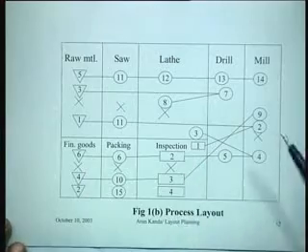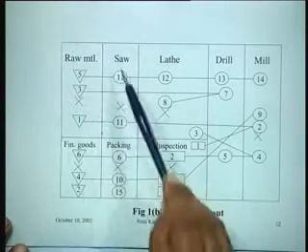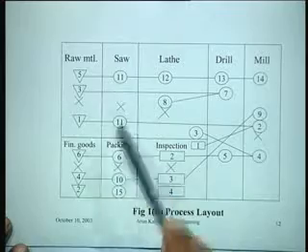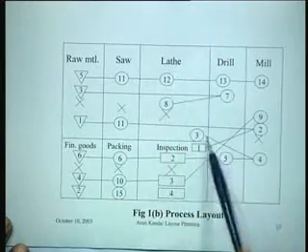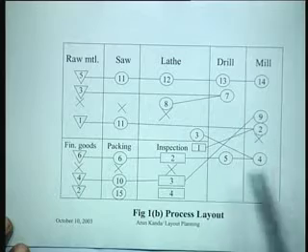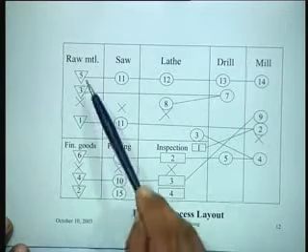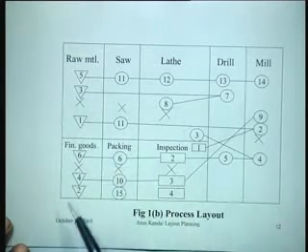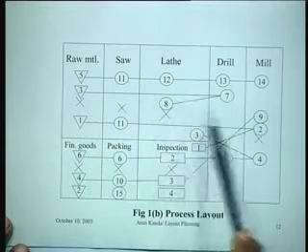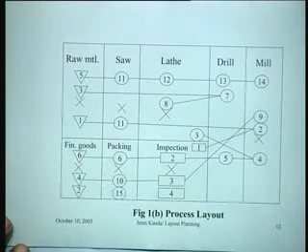Let's assume that we have a process layout for the same thing. So what we have is these different departments: raw material storage, saw department where sawing of the material is done, the lathe department, the drilling department, the milling department, the inspection, the packaging and finished goods. And here again we have different products which we try to move. So these products move according to their needs, so there is a lot of crisscrossing. So typically this is the kind of thing that happens in a process layout.